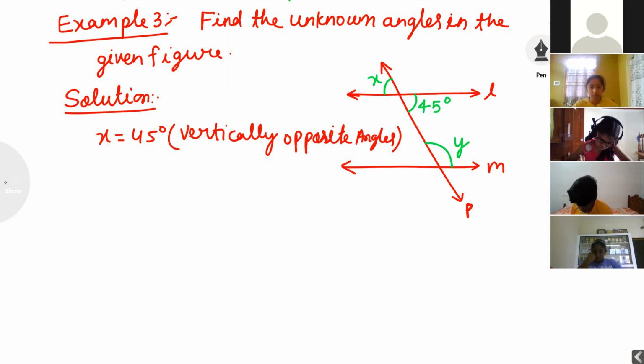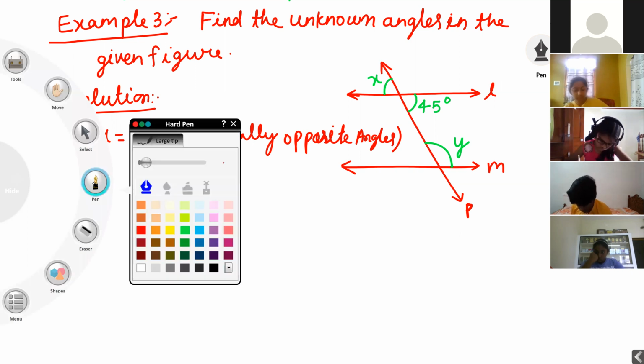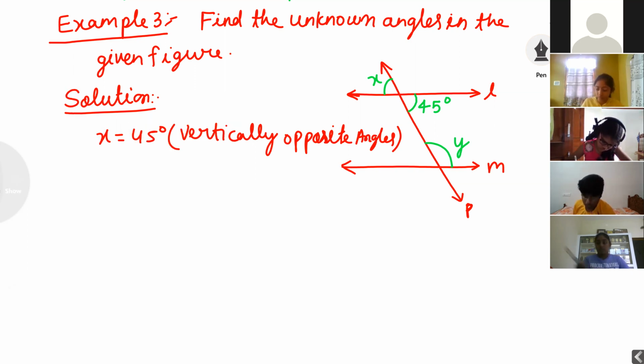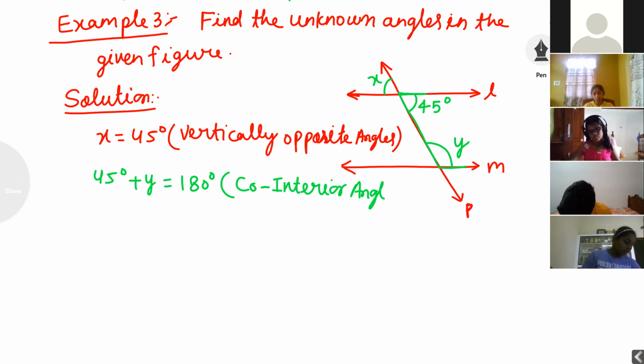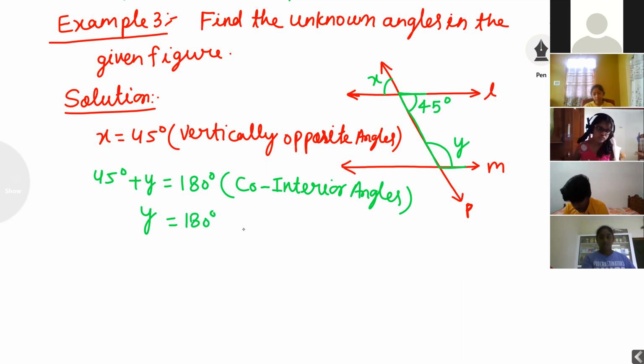Again, we are observing here how to calculate y. 45 and y are forming a bracket shape, meaning co-interior angles or allied angles. 45 degrees plus y is equal to 180 degrees. In the bracket note down, co-interior angles.